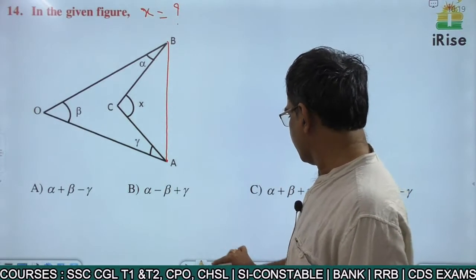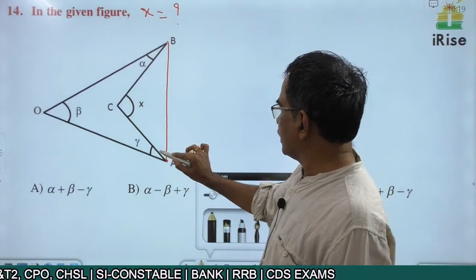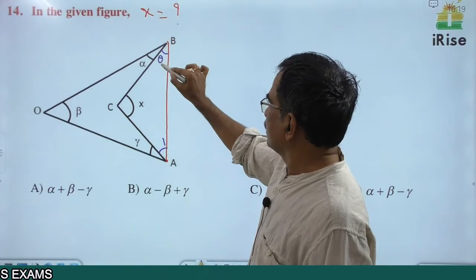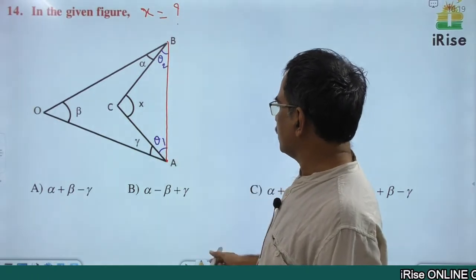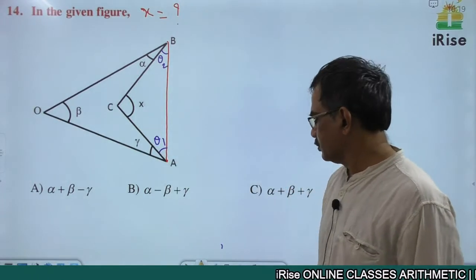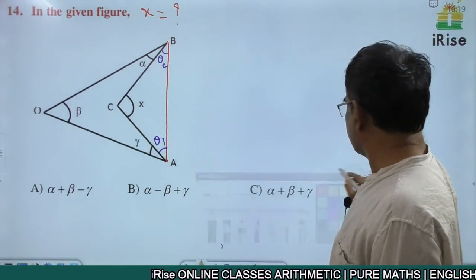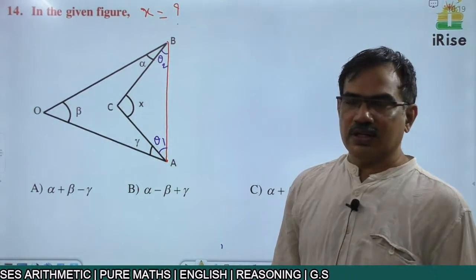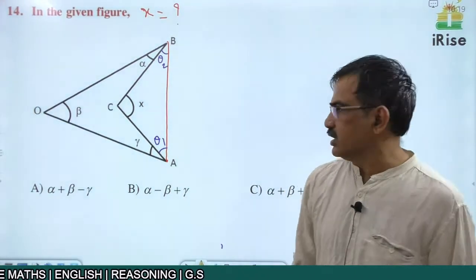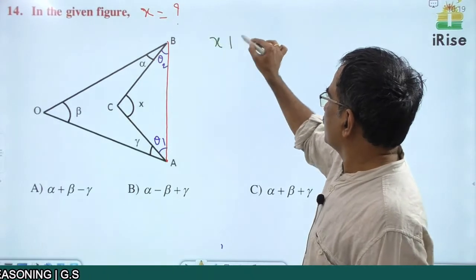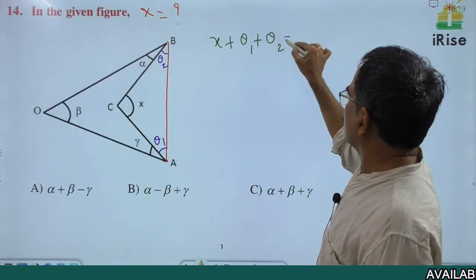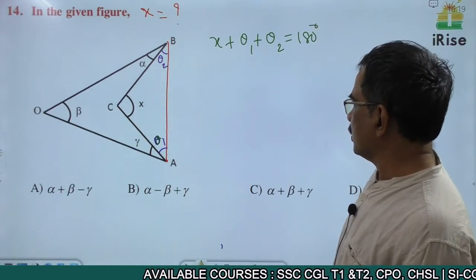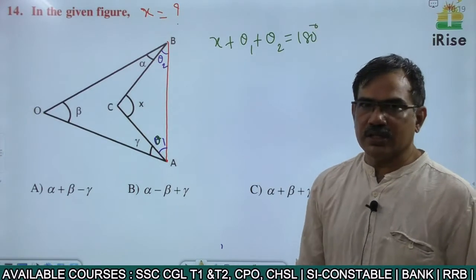AB is joined. Let this angle be theta 1 and this angle be theta 2. This is a triangle and this is also a triangle. Sum of interior angles of a triangle is equal to 180. Therefore, x plus theta 1 plus theta 2 is equal to 180 degrees.